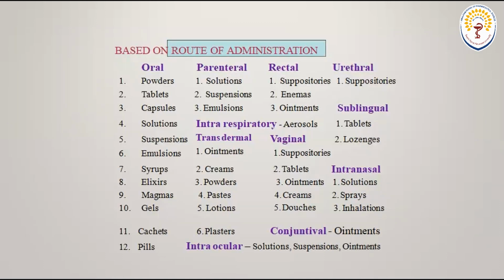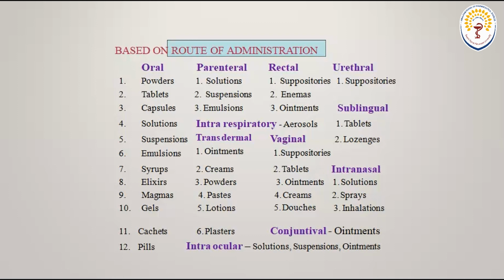Next, based on route of administration. Route of administration means the route by which we deliver or administer the dosage form. If we deliver by oral route, by mouth: powders, tablets, capsules, solutions, suspension, emulsion, syrups, elixirs, magma, gels, cachets and pills. These are dosage forms which are generally given by oral route.